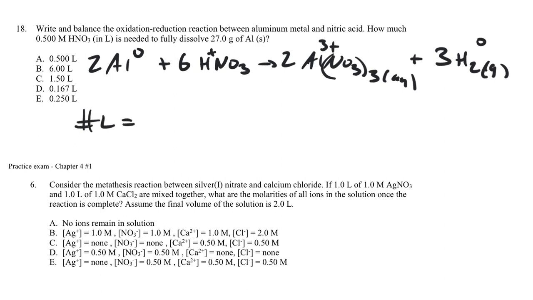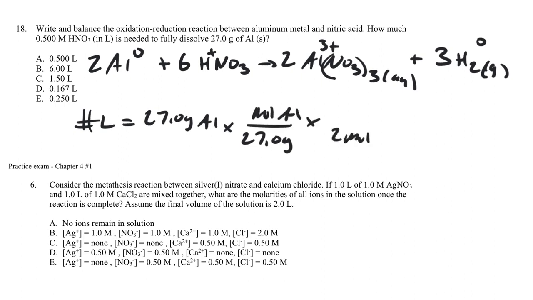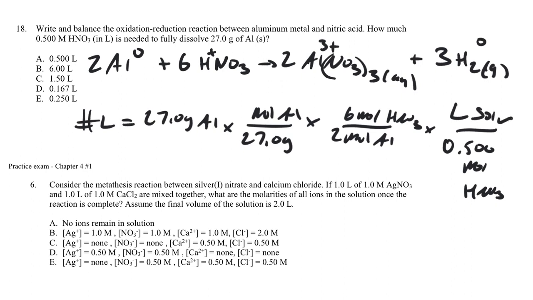Well, let's just do this with dimensional analysis. 27 grams of aluminum, that's approximately the molar mass of aluminum. For every 2 moles of aluminum, we need to add 6 moles of HNO3. And the concentration we have here is 0.50 moles of HNO3 per liter of that solution. So that looks like 3 divided by half, that's going to be 6 liters. It's going to take 6 liters of that acid solution.